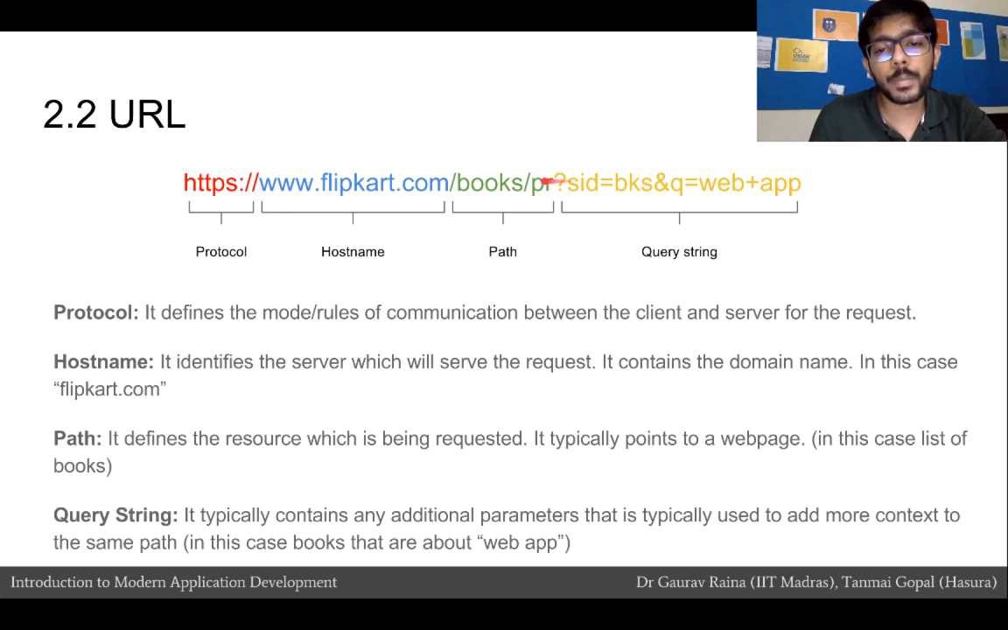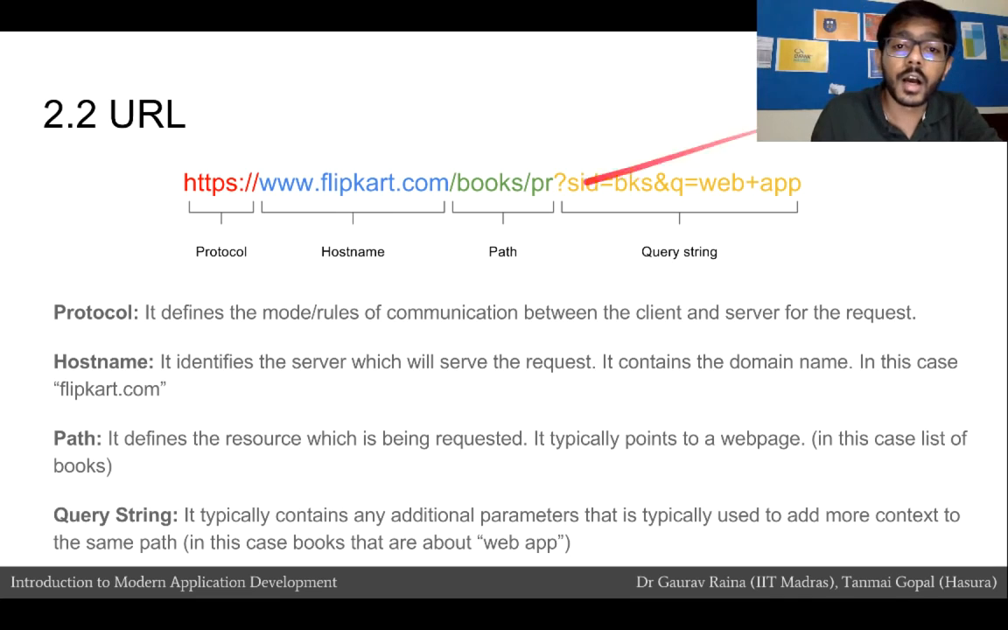The next portion, which is optional, is called the query string, which is the portion that usually comes in after a question mark symbol. If you look at it, the path would usually be separated by slashes. And then at the end of all of that, you might have a portion that comes after a question mark. This portion is called the query string. The query string, in our case, contains web app. The query string allows the browser to make a more specific request to the server or to pass additional parameters to the server while making the request.